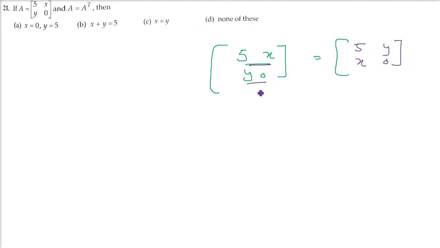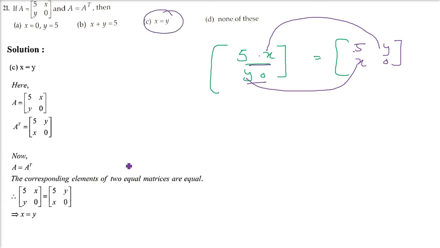So let us equate: 5 is equal to 5, 0 is equal to 0, x is equal to y. So we are only getting x is equal to y. From this also and from this also, x is equal to y. So this question is only saying that x is equal to y. This is only what we can deduce from this question. X equals y. Okay.